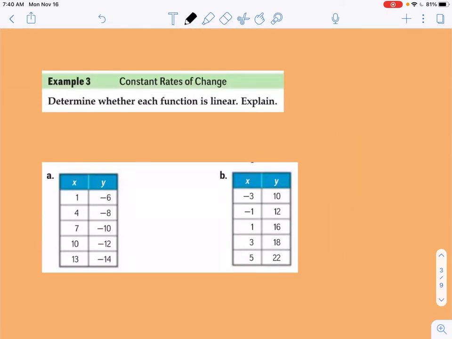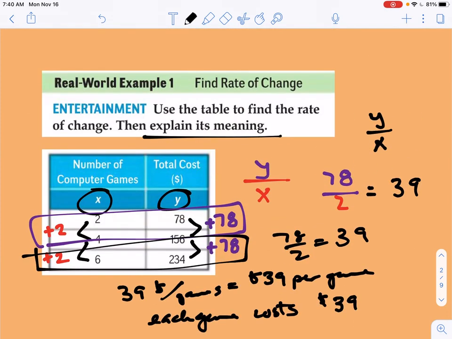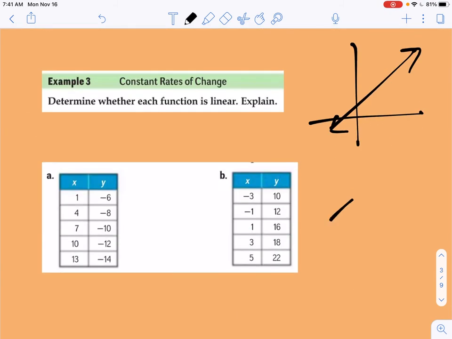All right, let's look at this one right here. It says determine whether each function is linear. Well, a linear function is a function that when you graph it makes a straight line, right? So we're going to go with that, and in order for that to happen, all these rates that we come up with, just like we did in the last example, have to be the same.